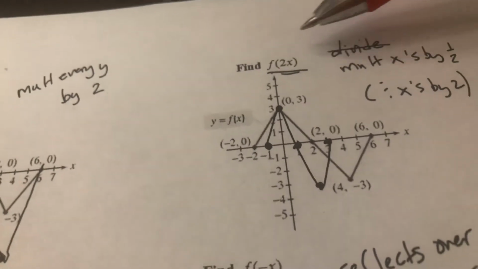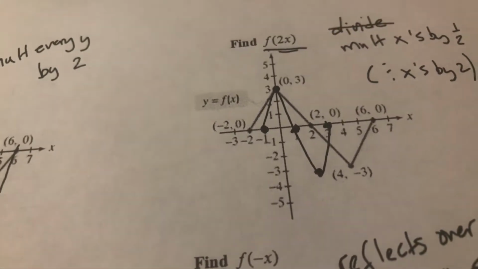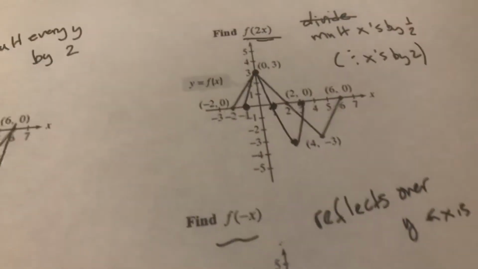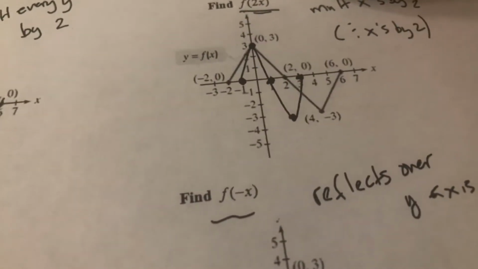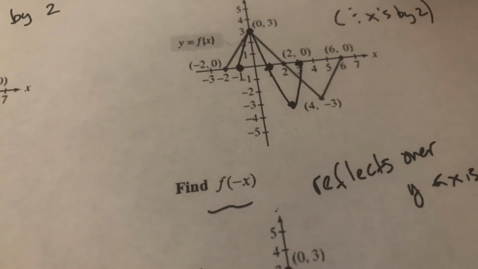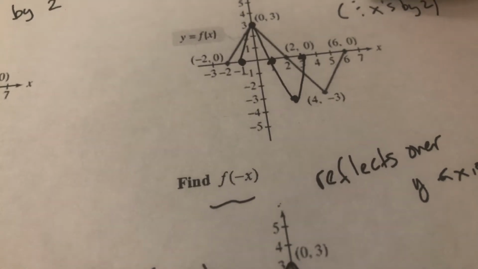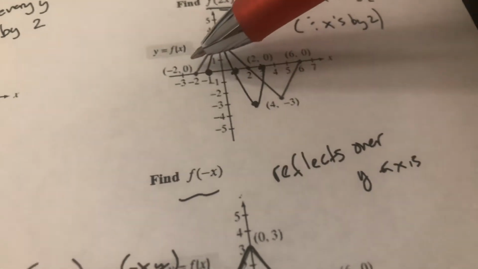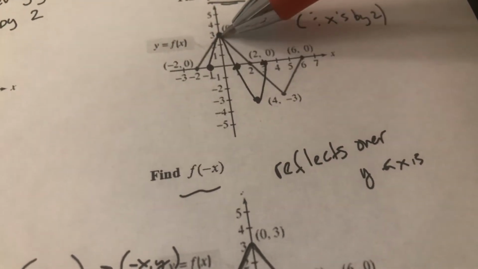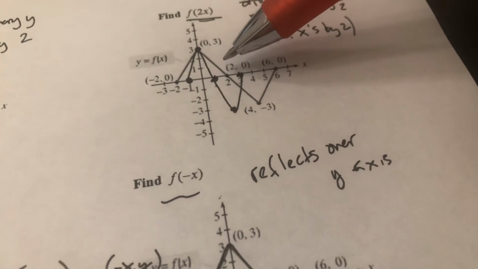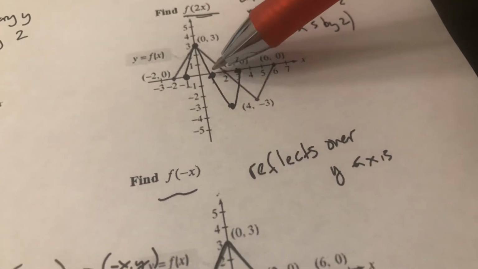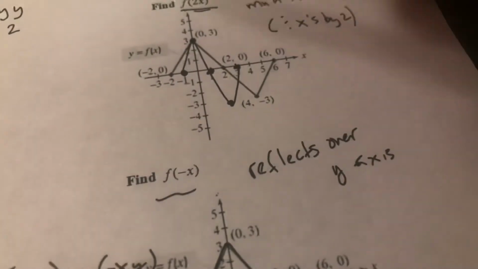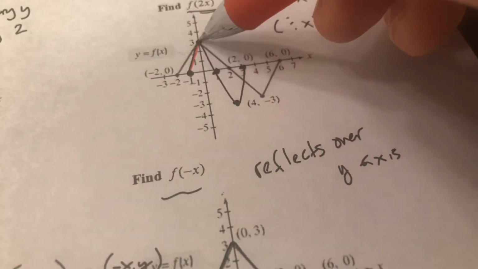But if you stick the 2 on the inside, remember that affects it horizontally. So you are going to multiply the x's by a half, which is to say dividing by 2. So you're going to take every x value. So I took that x value, divided it by 2. Took that x value, divided it by 2. I took that x value and divided it by 2.